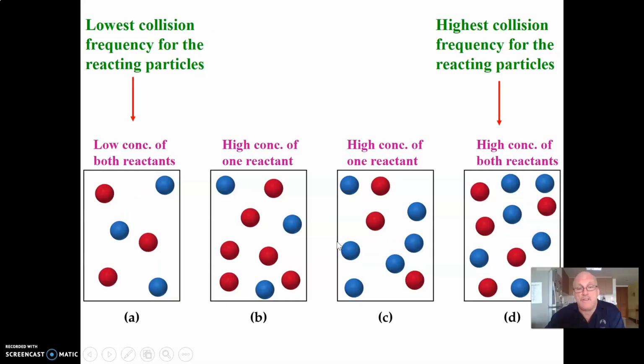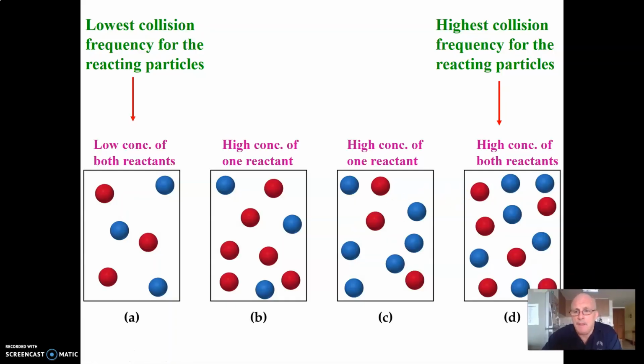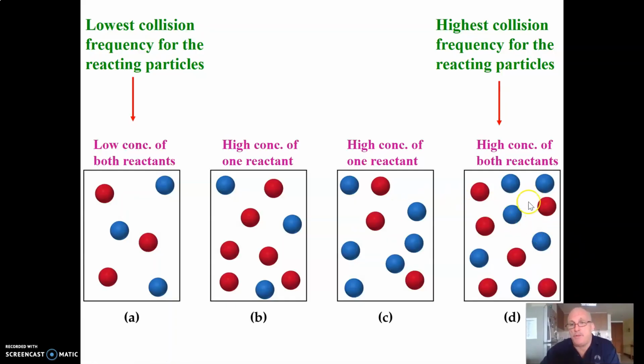And here we are again, still at GCSE level. You can see the reaction's fastest here, where the blue and the red are more concentrated. There's more chance of a collision. And that was pretty easy.